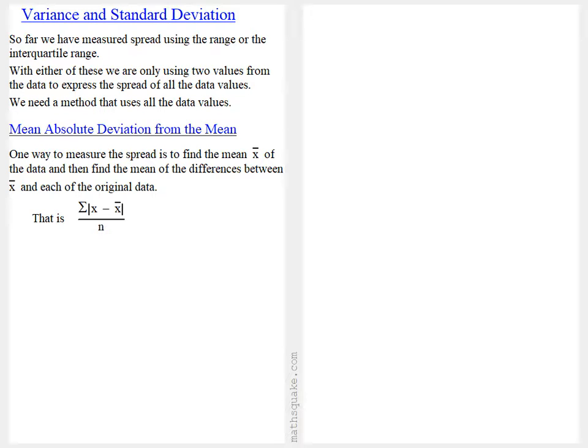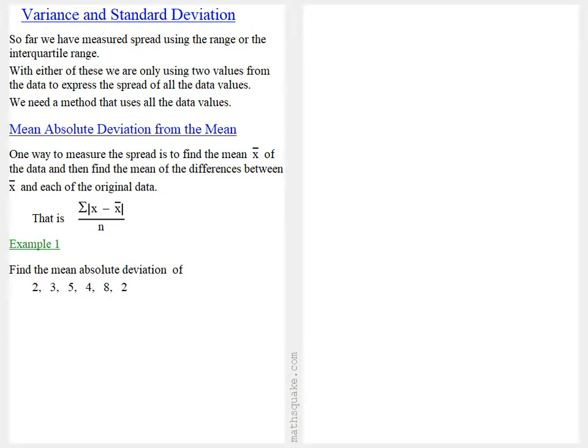Now the modulus means the positive value, the difference between. X minus x bar is each piece of data minus the mean of the data. So we sum those and divide by the number of pieces of data.